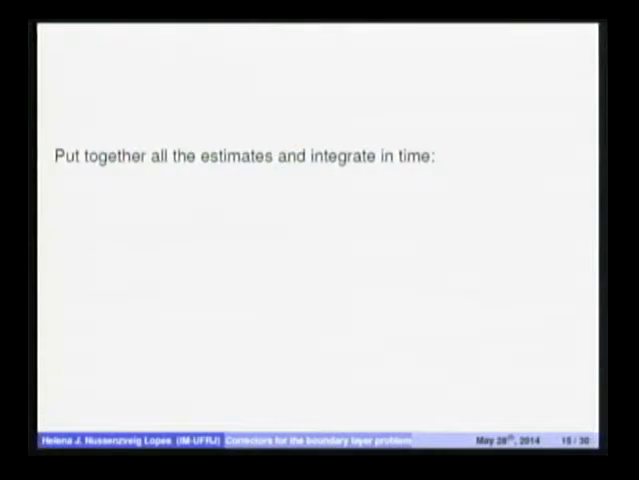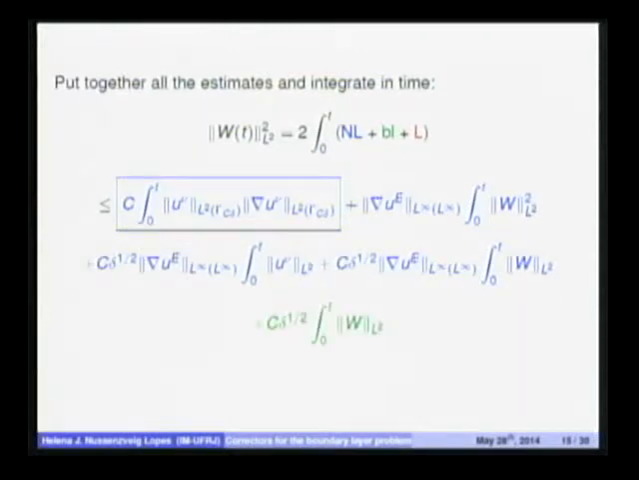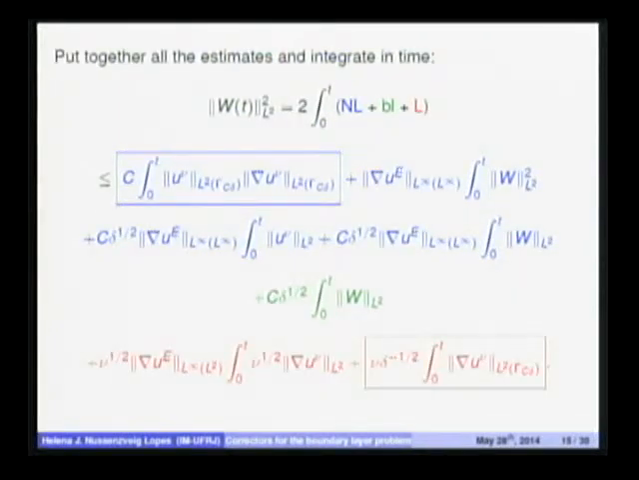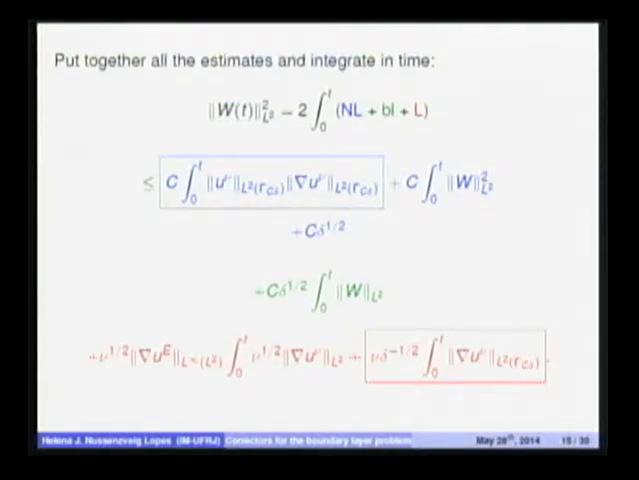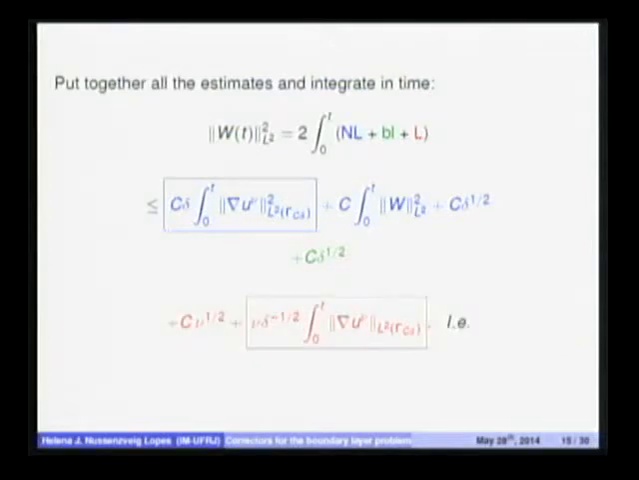Okay, so you put together all the estimates and integrate in time. And here's the nonlinear term, the boundary layer term, and the linear term, as we had estimated. And then we substitute all the things that are morally constants by C's. So we get C times the integral from 0 to T of W L2 squared, something that's small times delta to the 1/2 times a constant, something, again, that's going to be small times delta to the 1/2 here, and then this bad term, and then something that's, again, small. So here are the bad terms, the two terms in the boxes.